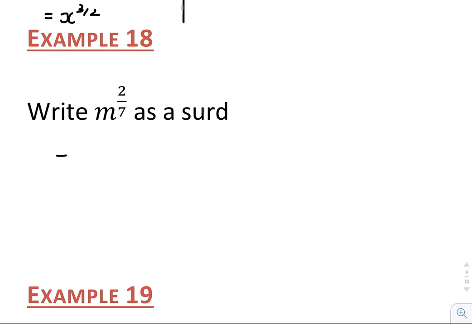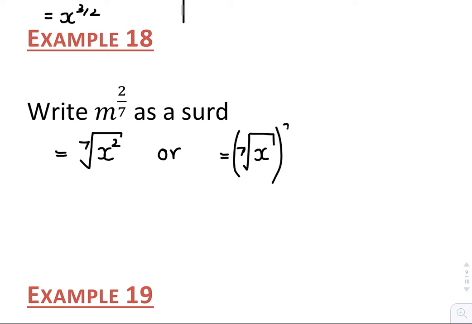Example 18. Write m to the power of 2/7 as a surd. There are actually two solutions to this, so we'll go through both of those. The first solution is to recognize that with a denominator of 7, you can take the 7th root. So we would have the 7th root of m, and then because the numerator is 2, we square the m. My apologies, that x is supposed to be an m. The other option is to, instead of squaring the m, square the entire thing. So we go the 7th root of m, and then we raise the entire thing to the power of 2.